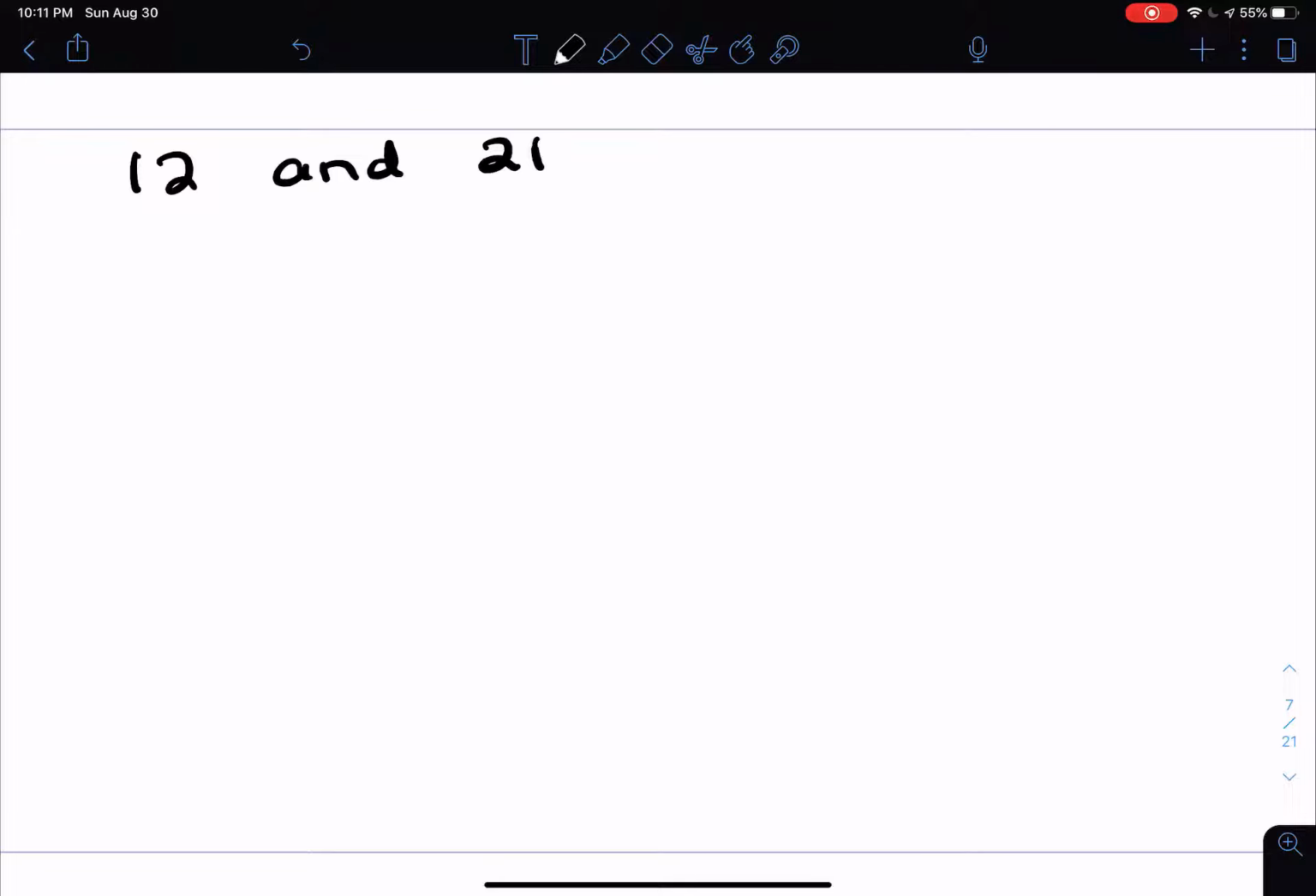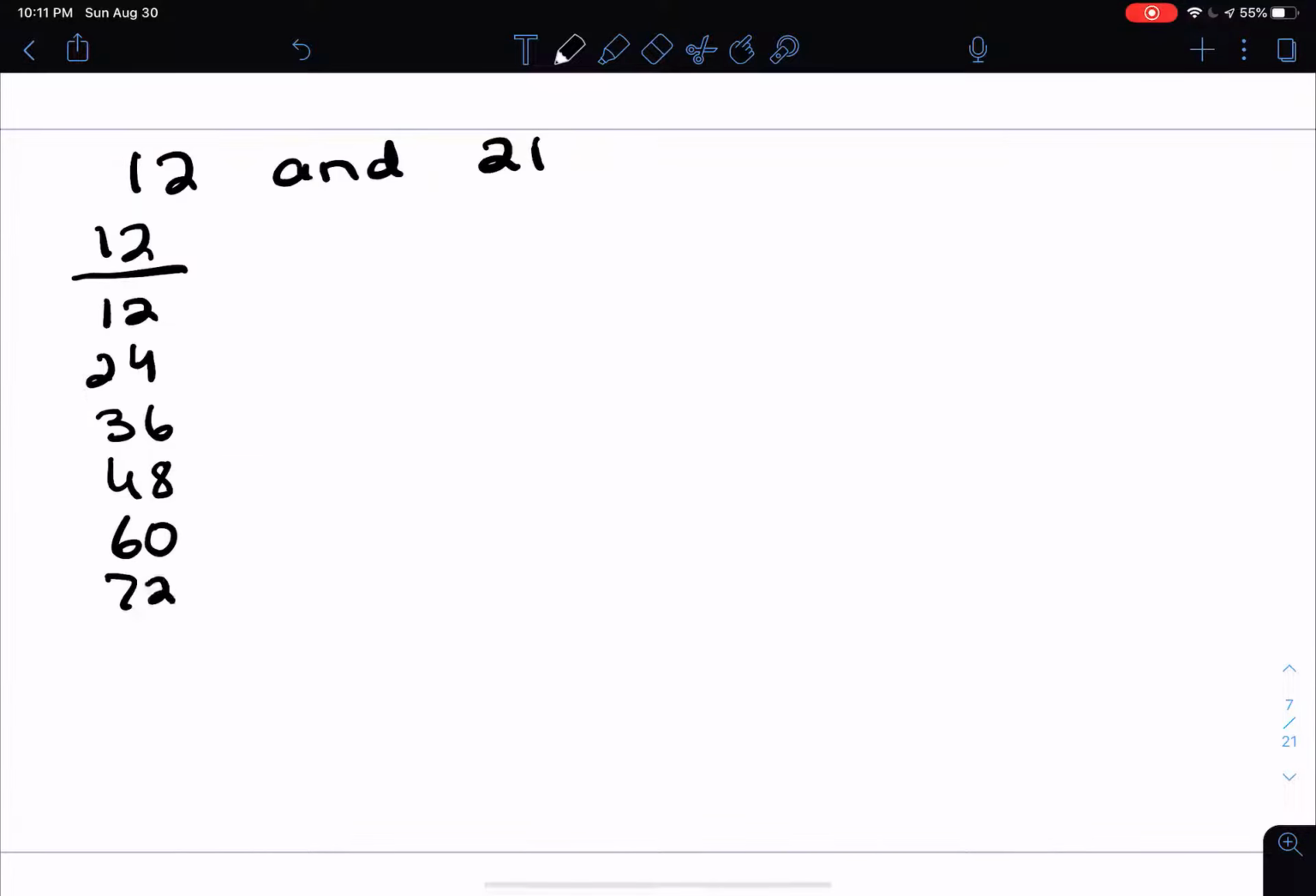Old-fashioned way, I would have taken 12, and I would have thought about 12 times 1 is 12, 12 times 2 is 24, 12 times 3 is 36, 12 times 4 is 48, 12 times 5 is 60, 12 times 6 is 72, 12 times 7 is 84, 12 times 8 is 96, 12 times 9 is 108, 12 times 10 is 120. You know what? Let me pause. Let me do 21 for a minute. If I don't come up to anything in common, then we'll resume 12. But who knows? I might already have something in common.